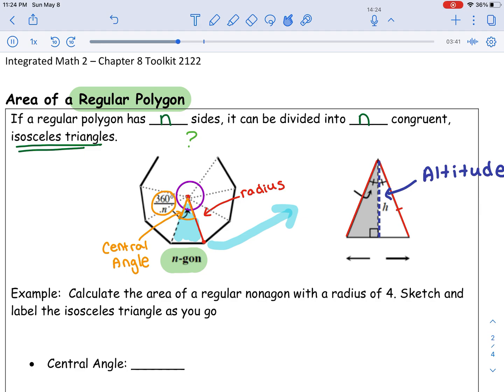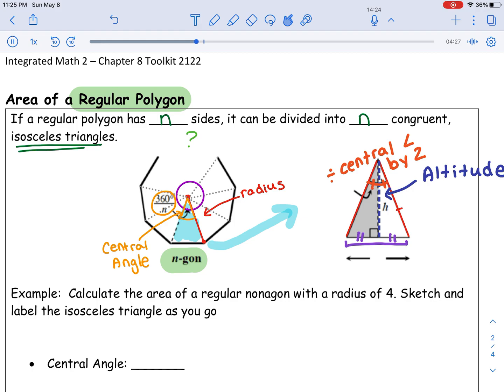And you'll notice that my altitude does two different things. The entire base of my isosceles triangle is now cut into two equal halves. And my central angle up here is now cut into two halves. So to get one side, I divide my central angle by 2. And we've discovered all of this even without a toolkit. But now we're just going to formalize the process so that it's a little simpler moving forward. Let's get going.